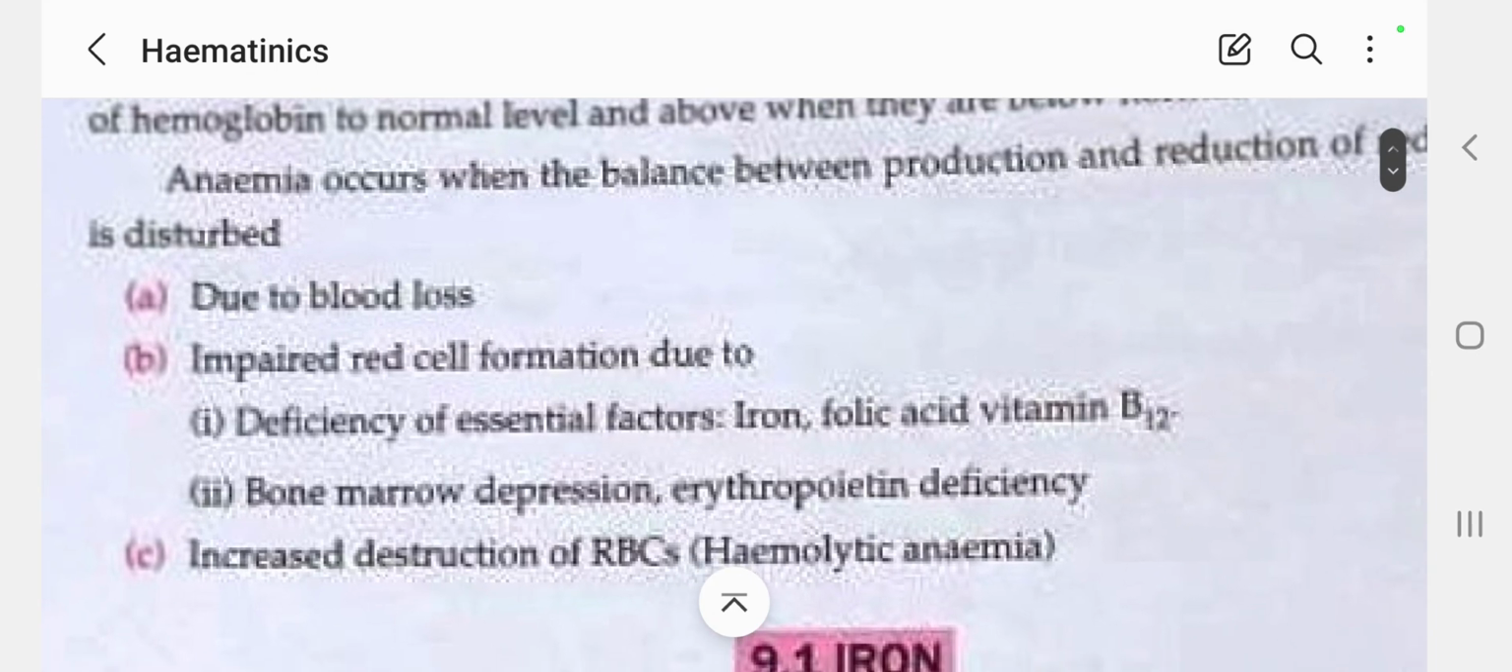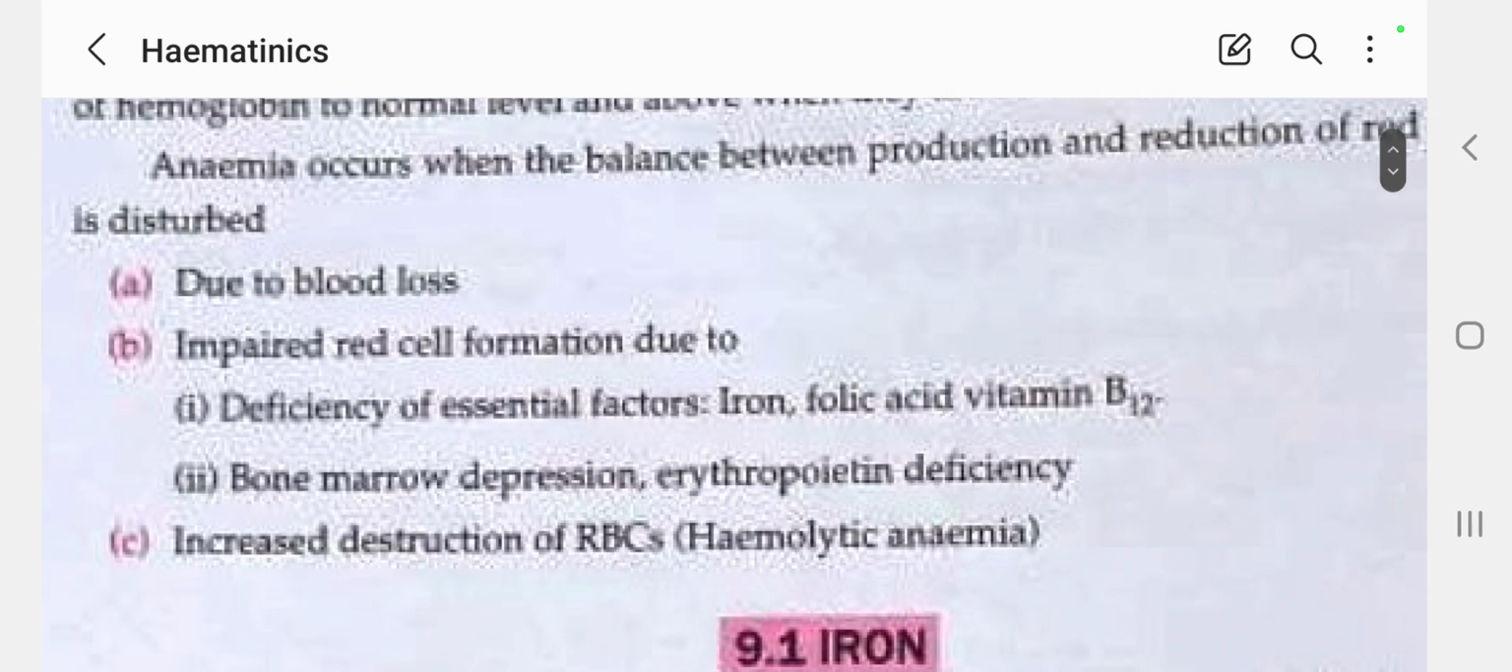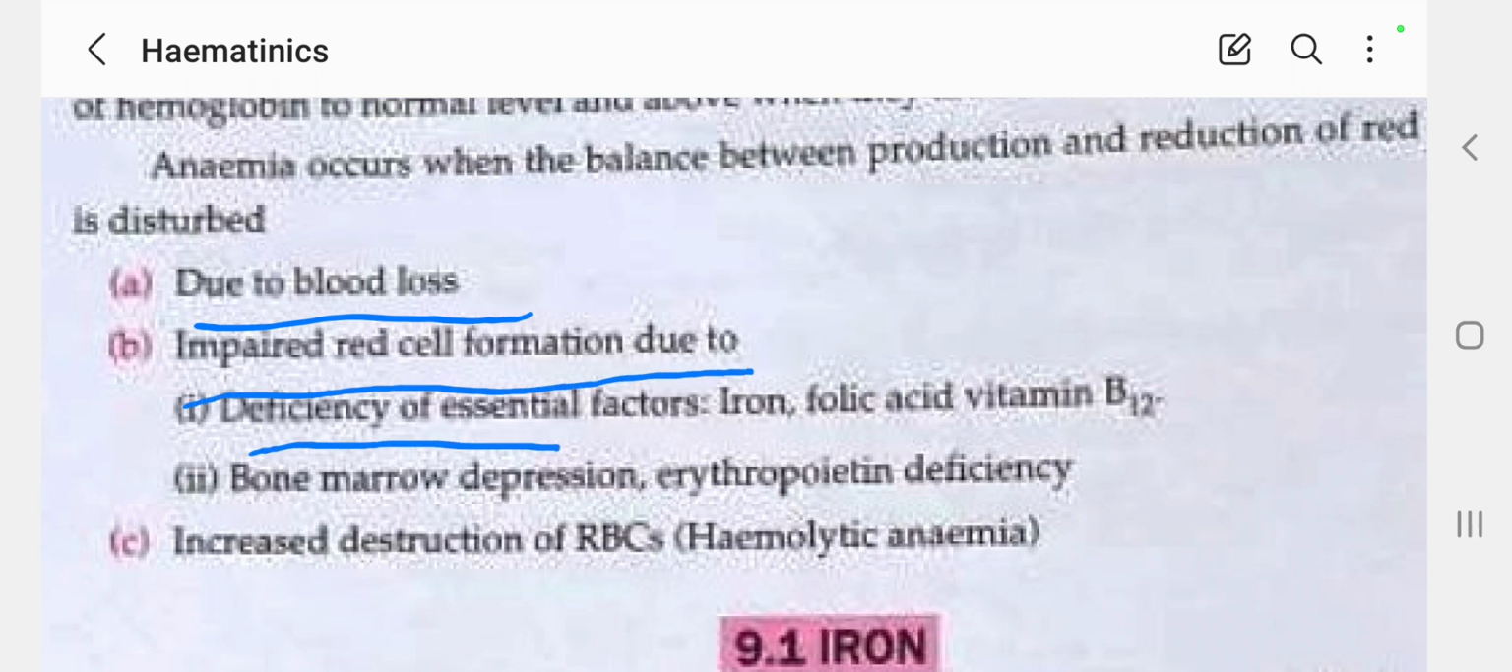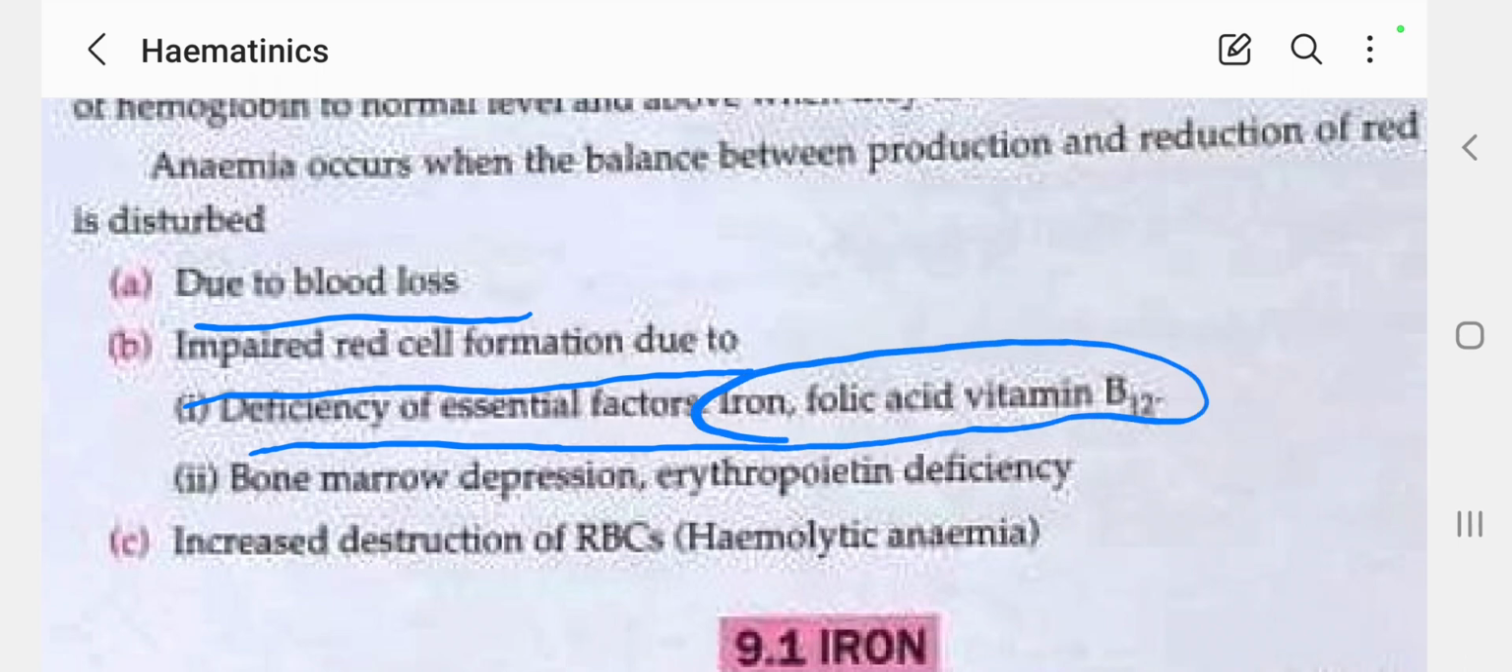And I told you in the beginning class what the factors are that lead a person to have an anemic disorder: blood loss, impaired red cell formation, or deficiency of essential factors needed for red cell formation, like iron, folic acid, and vitamin B12. Next, bone marrow. For red cell formation we need heme.